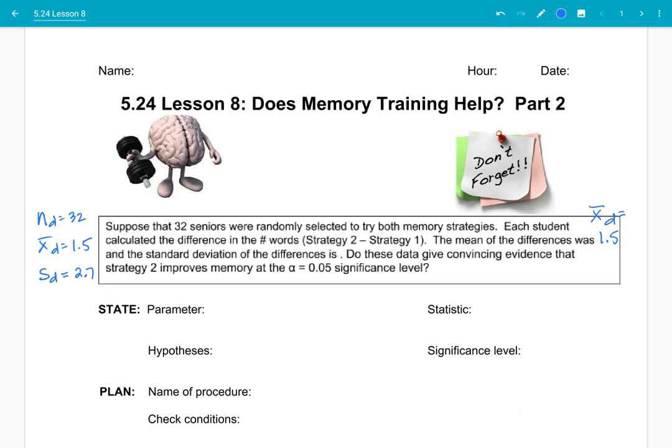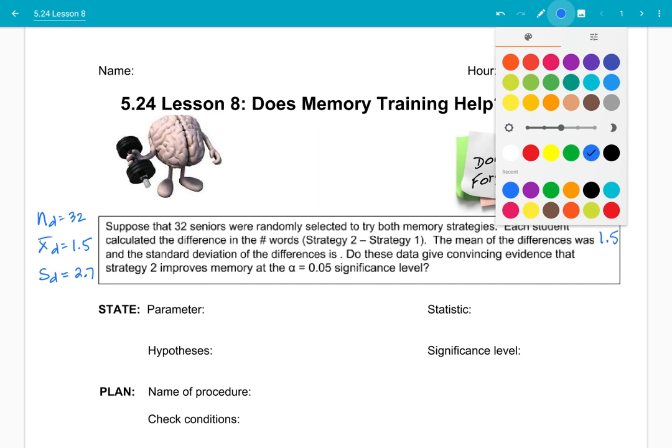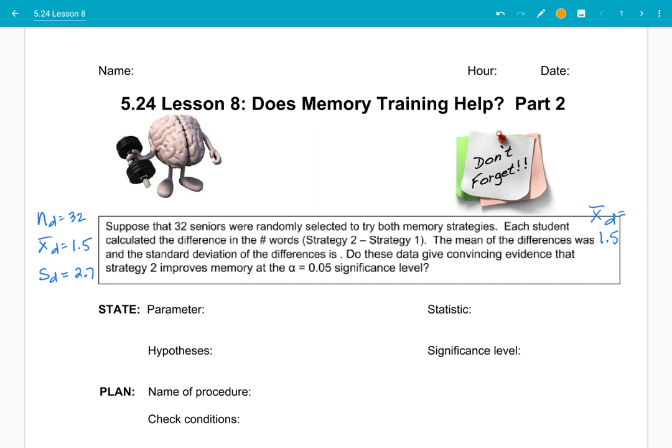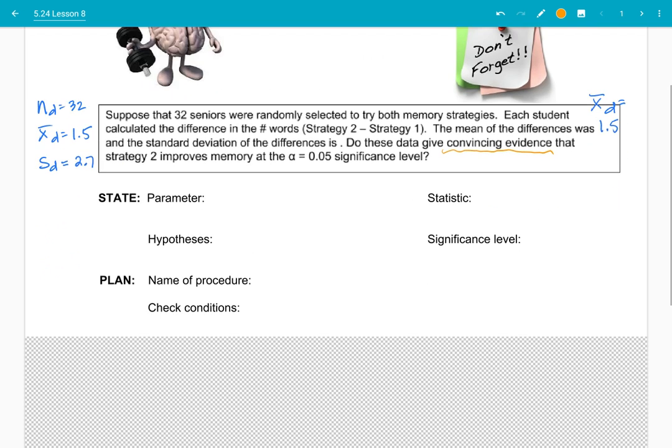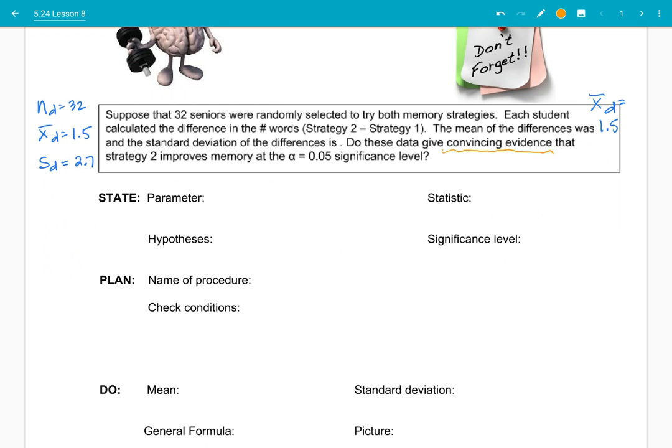We got our numbers. Did these data give convincing evidence that strategy 2 improves memory at the significance level of 0.05? Okay, so we're running through a hypothesis test. Hopefully you can hear the wording where it says convincing evidence. Do we have evidence? And our significance level was listed for us. Let's run through what we know.